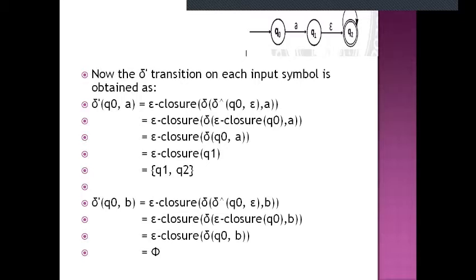Similarly, find out delta dash of Q0 comma B, where it is E closure of delta of E closure of Q0 comma B. E closure of Q0 is Q0. So delta of Q0 comma B means check whether there is any B movement from Q0. There is no B movement from Q0. So the value becomes phi, that is empty.